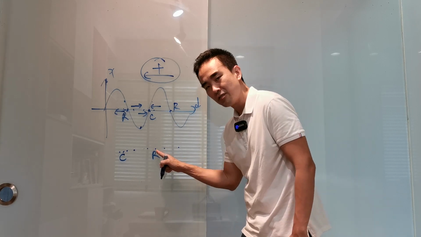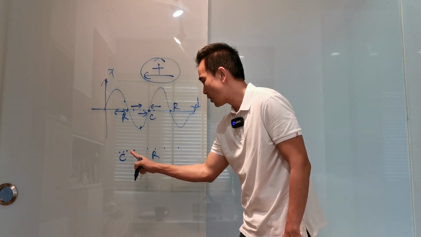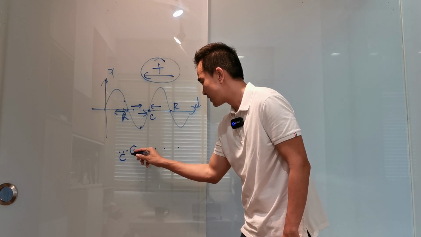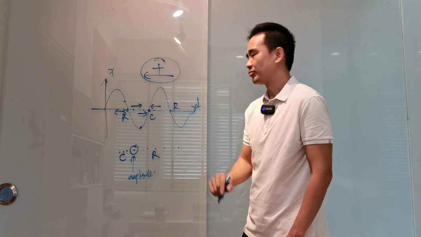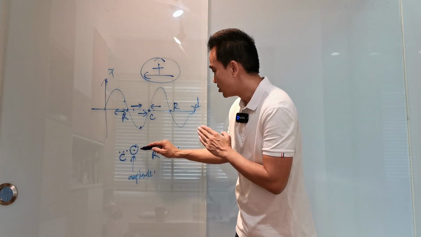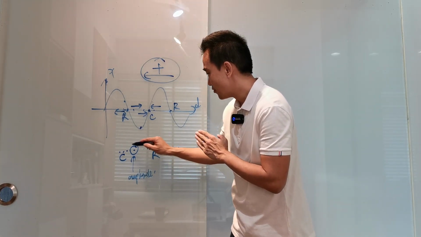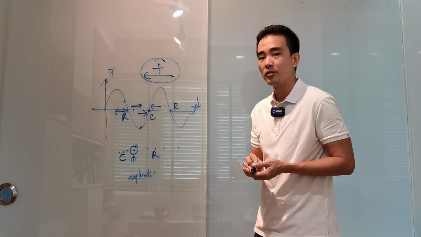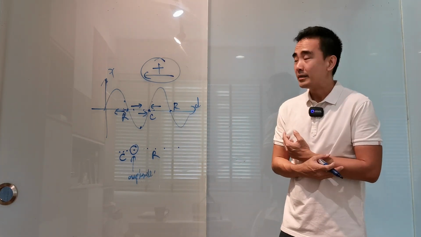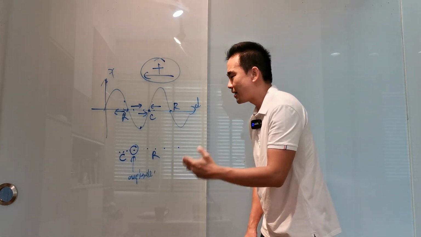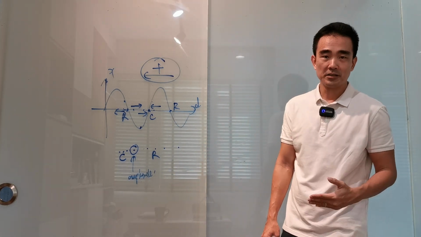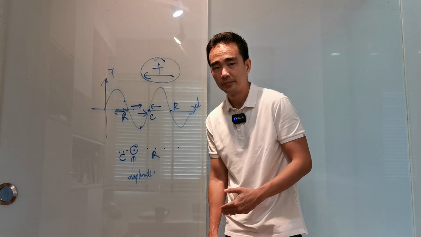So if this is the rarefaction, this is the compression. 1, 2, 3. The point at the center is the one going through the amplitude. So you just need to know the original position of the particle, then you find what's the displacement of it away from the original position. That's how you find the compression, rarefaction, and the particle which has the maximum displacement from its original position.